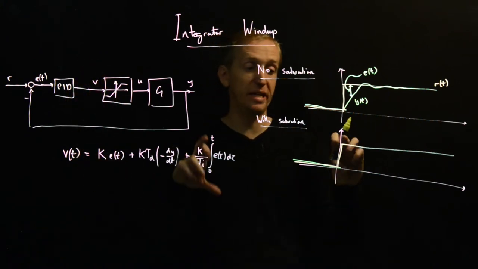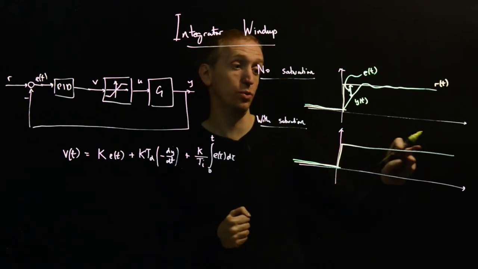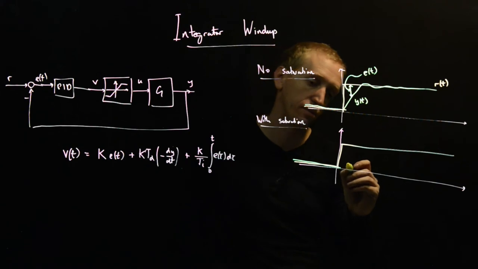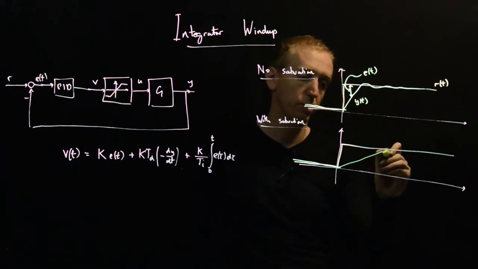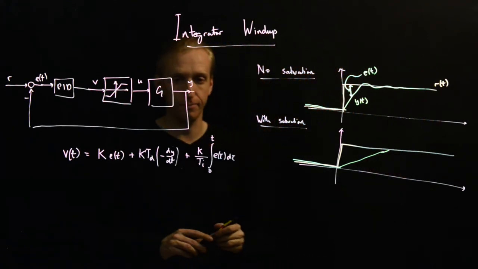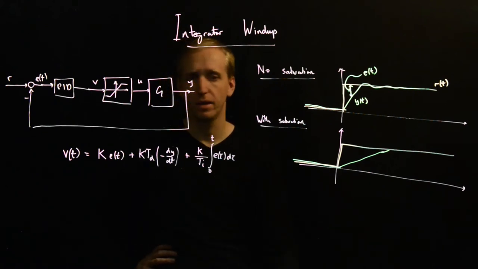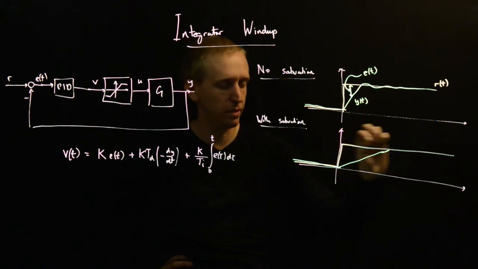We still get this big error. Our controller responds by trying to drive us as hard as it can towards the set point, but the actuators just aren't strong enough, and so we get some rise that starts to look like this. So we're much slower. So how does this affect things? Well, the error is still given by this signal here.